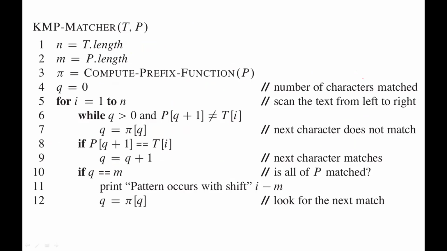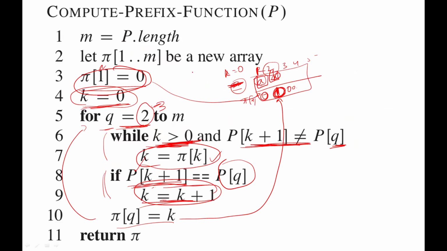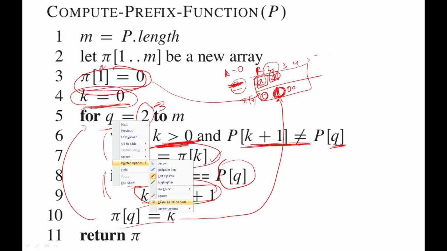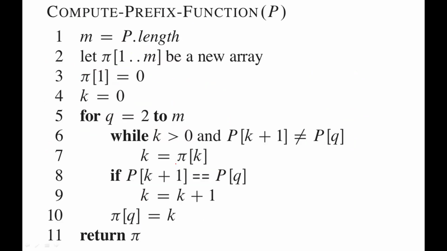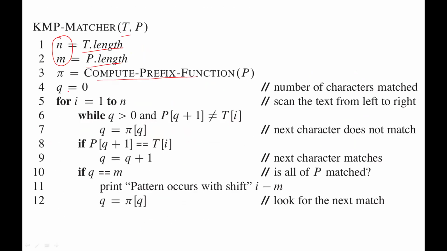Now this is the basic KMP matcher algorithm, where you can see that the first step is, given a text and given a pattern, you find out the length of them. Then there's a function called compute prefix function, which tries to find the pi array for the entire pattern, and then it calculates the pi array and stores it in a variable pi.